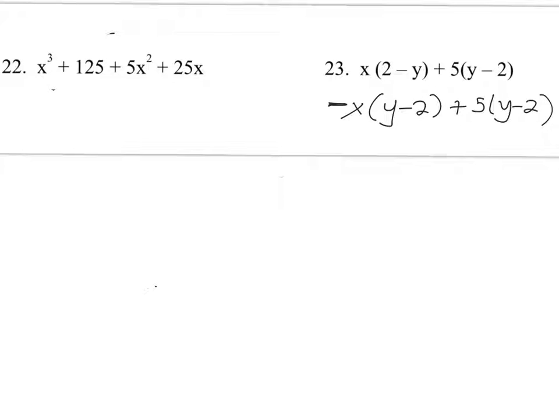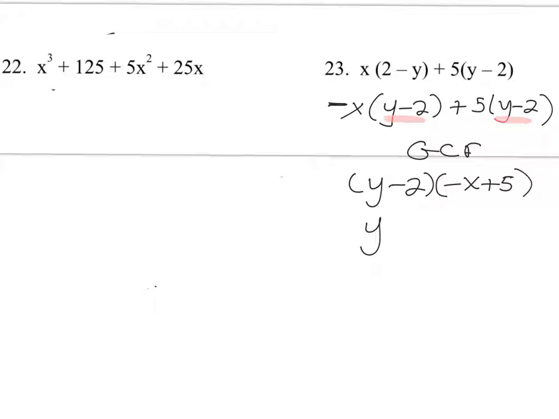Notice that now I have a GCF right here, y minus 2 and y minus 2. So I'm going to go ahead and pull that out, GCF, which is y minus 2. And then I'm going to put what's left, which is negative x plus 5, or I could write it as y minus 2 and 5 minus x. Done.